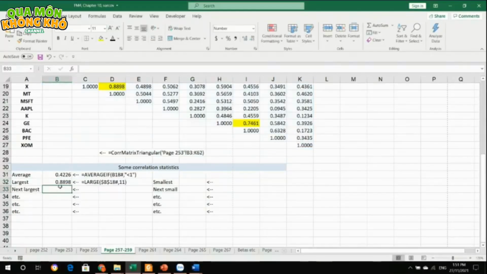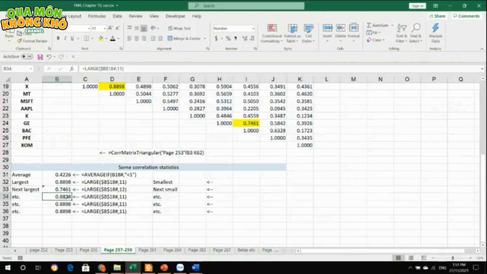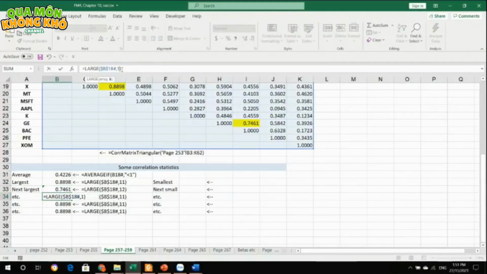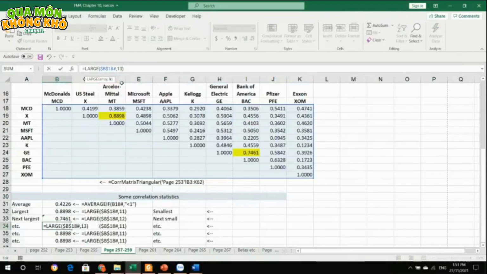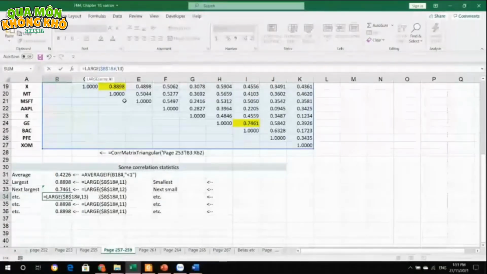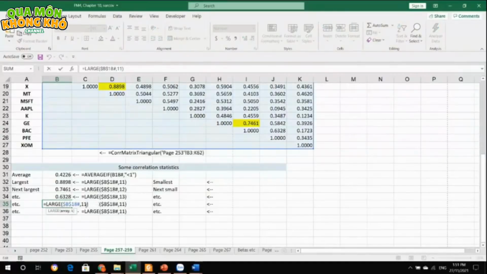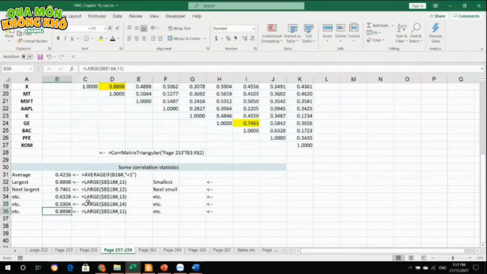To find the second, the third largest and so on, we just change the k like this. For example, this is 13, so the function LARGE will show the third largest correlation. And so on.